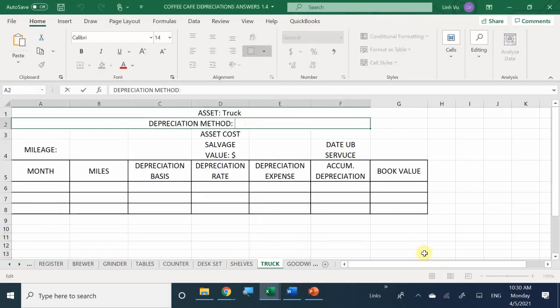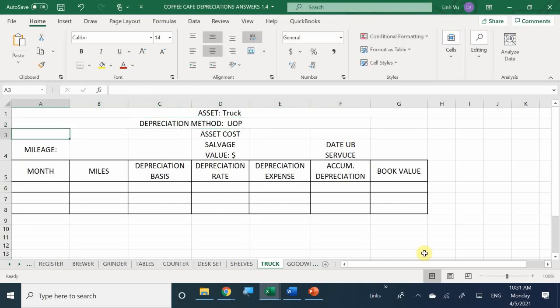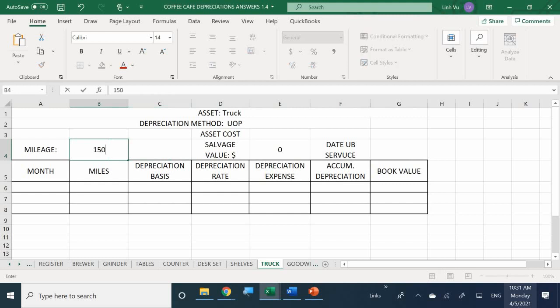So here, I'm just going to indicate UOP for units of production, just so you know every time you depreciate your asset, you know exactly what method you're using. We're supposed to have 0 salvage value with the date that we place into service and a mileage of 150,000, right? And we are depreciating only 1 month, because we reached the end of June, so we are only calculating depreciation at the end of the month, which we were given. We drove a total of 1,200 miles.